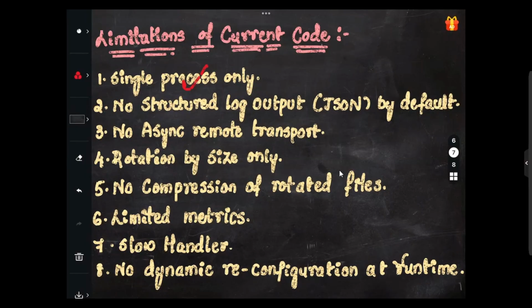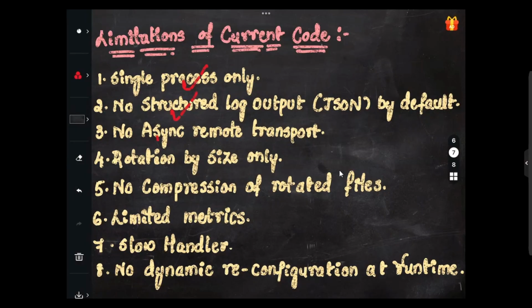RotatingFileHandler uses plain file operations, right? So multiple processes writing to the same file can corrupt the logs. We can make use of OS level logs or a centralized log collector for multi-process. This we can do. Let's move on with the second one. We have no structured log output, right? JSON by default, actually. It leads to easier parsing if JSON output is available. It will be simple to add.